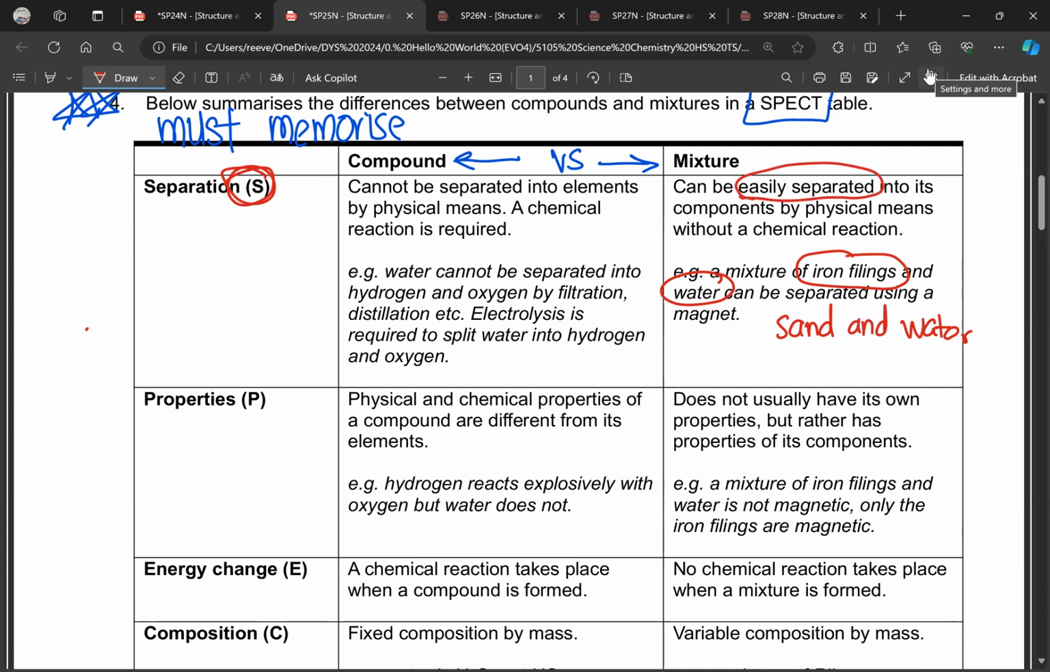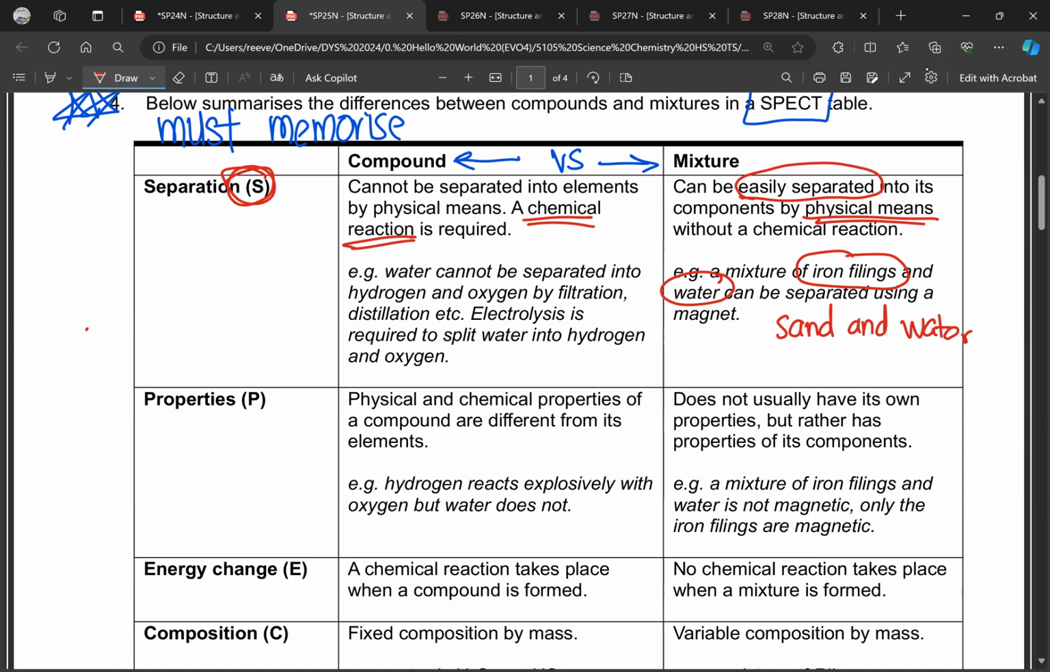You don't need to go through any drastic chemical reaction to separate them. Very easy. For sand and water, do what? Filter. Just take one filter paper and pour. So a mixture is easily separated by physical means. Physical means like filter paper, magnet, all these physical objects used to separate them. But for a compound, cannot. You need a chemical reaction.